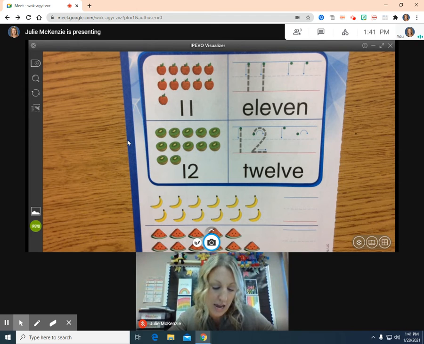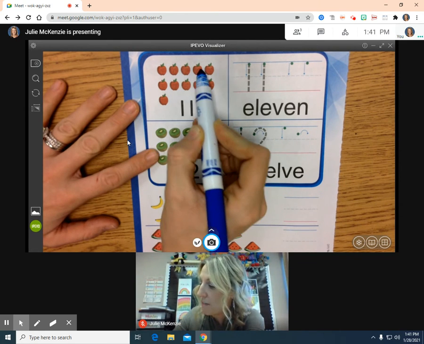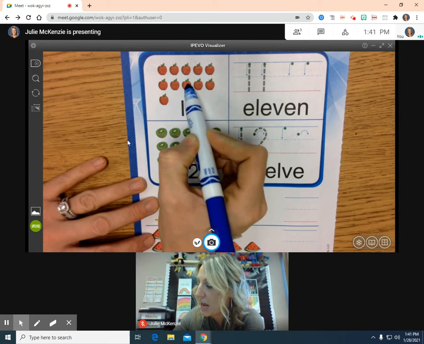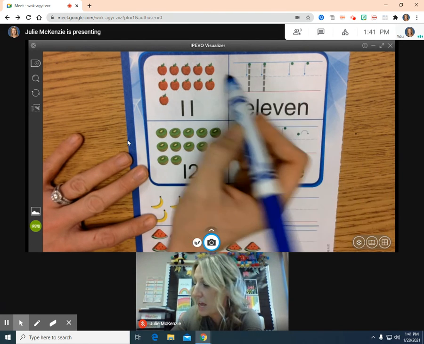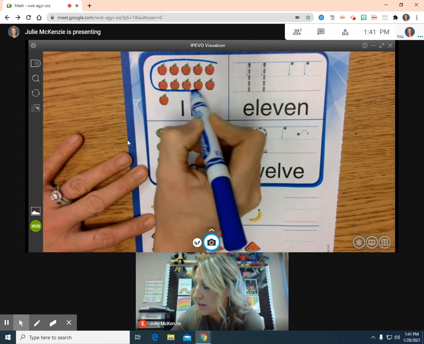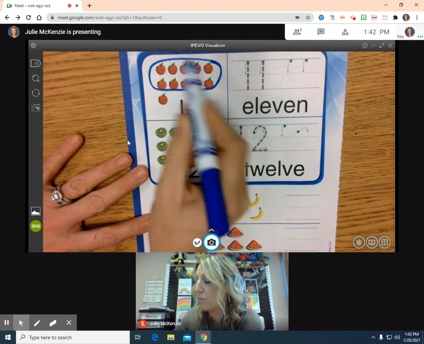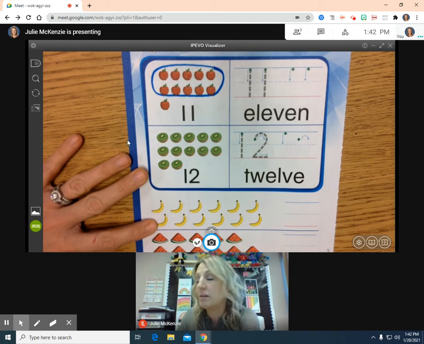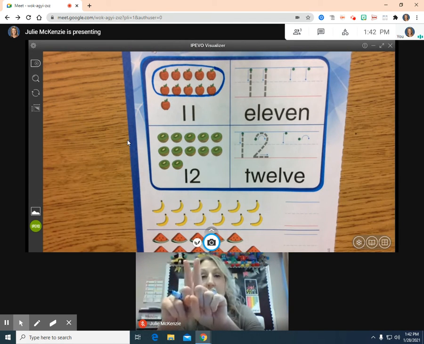Remember, our goal today was that you would be able to count to the number 11 and 12, and also that you would be able to write the numbers 11 and 12. Let's count these fruit. 1, 2, 3, 4, 5, 6, 7, 8, 9, 10, 11. We're going to circle a group of 10. 1, 2, 3, 4, 5, 6, 7, 8, 9, 10. That's my group of 10. There's one extra.